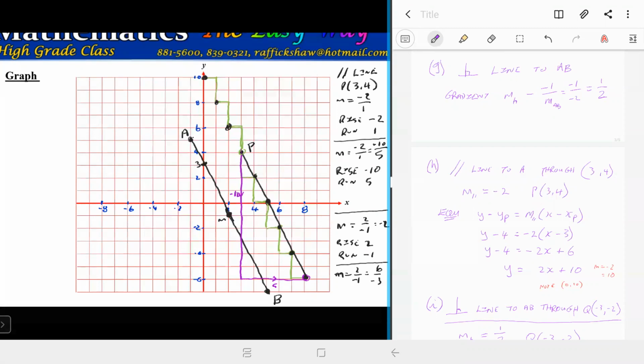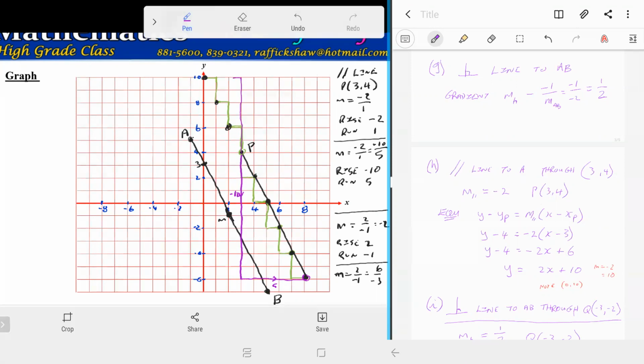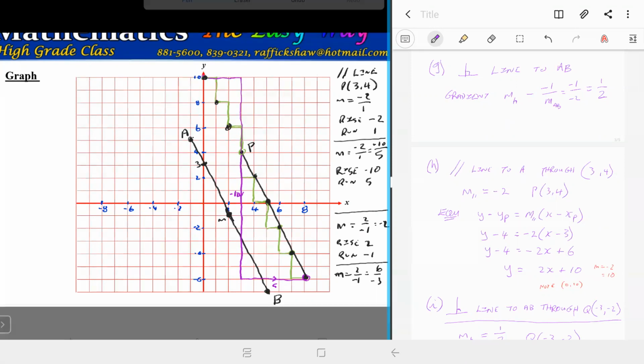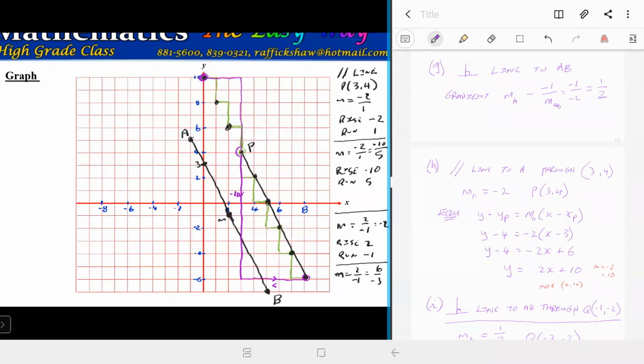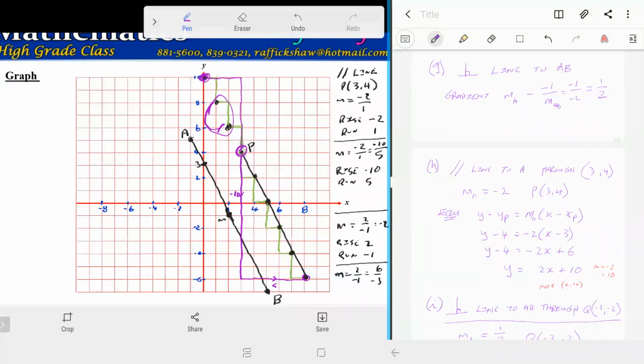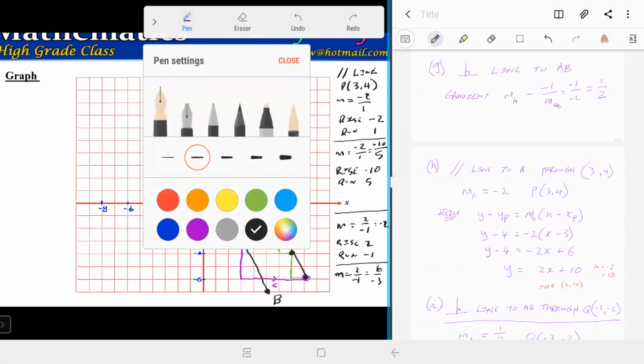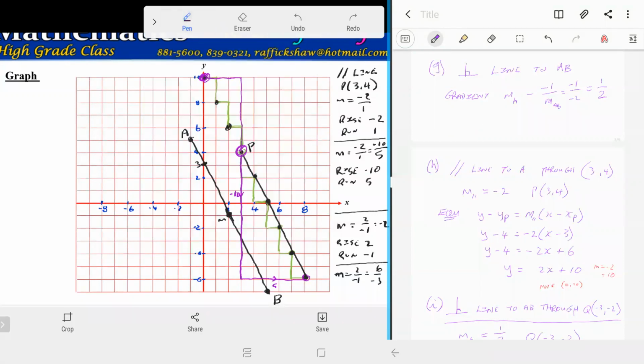So see it here. 1, 2, 3, 4, 5, 6. Run -3 now. 1, 2, 3. So I would have gone from this point straight to this point, and these would not be necessary. Right? So that answers the question again. And my line would continue back like this.